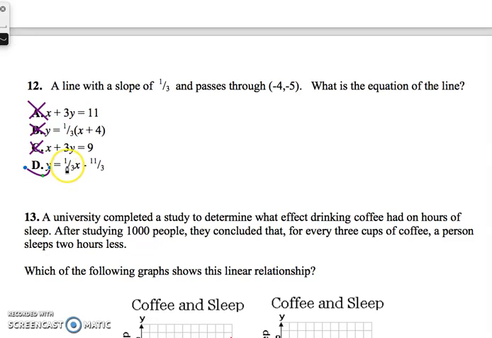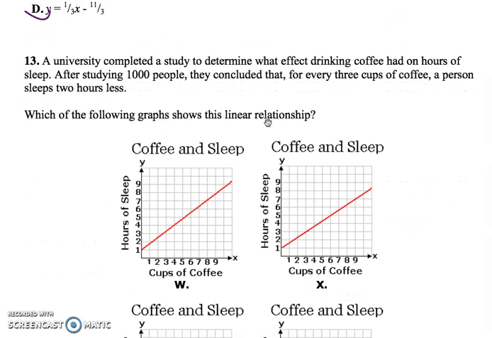It actually would work if you do 1/3 times -4. You get -4/3. -4/3 minus 11/3 is -15/3, and -15/3 is equal to -5. So 12 is D.